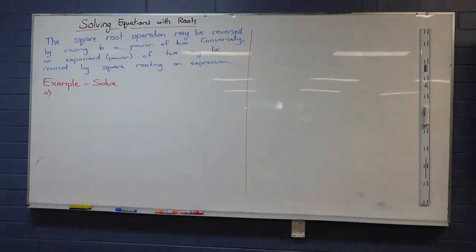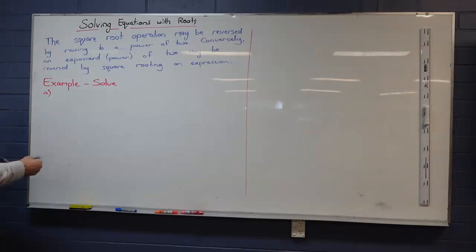So what we're going to learn how to do today, guys, is have a re-look at how we can solve equations that contain square root symbols and the exponent of two symbols. What we discover is that if we have an equation containing a square root, we can reverse that square root by simply raising everything in the equation to a power of 2. Or if we have an exponent of 2 in our equation, we can reverse that simply by square rooting the equation. So let's have a look by example.